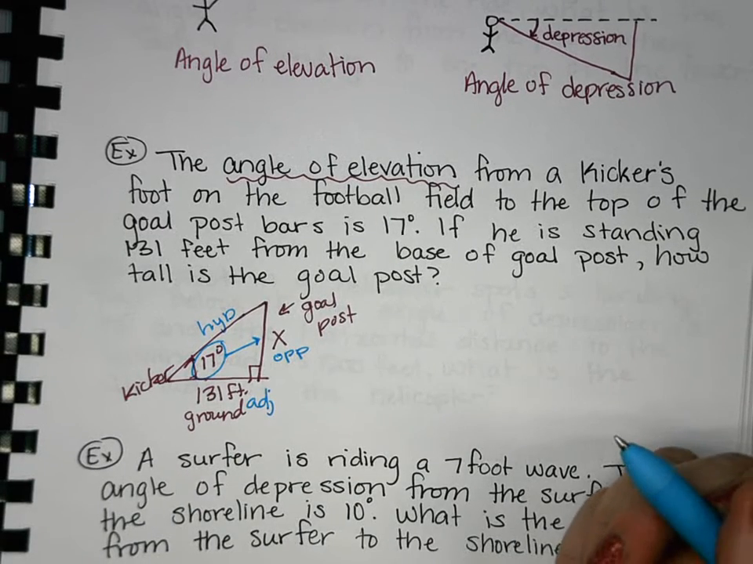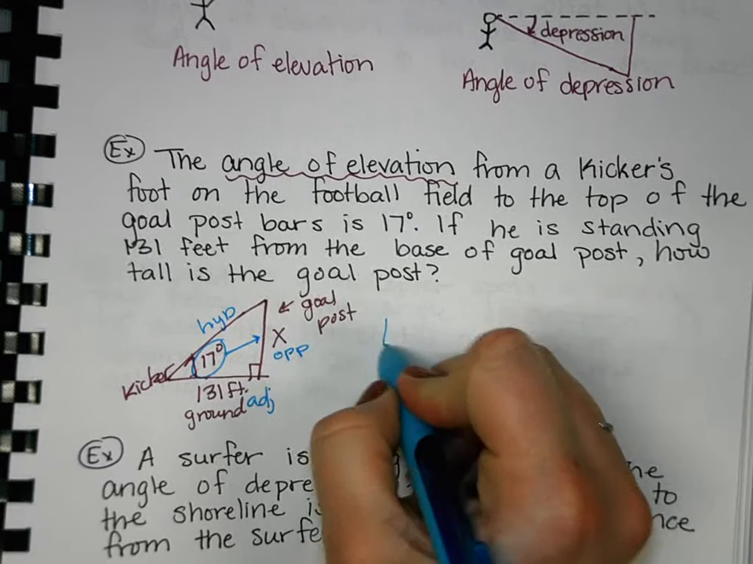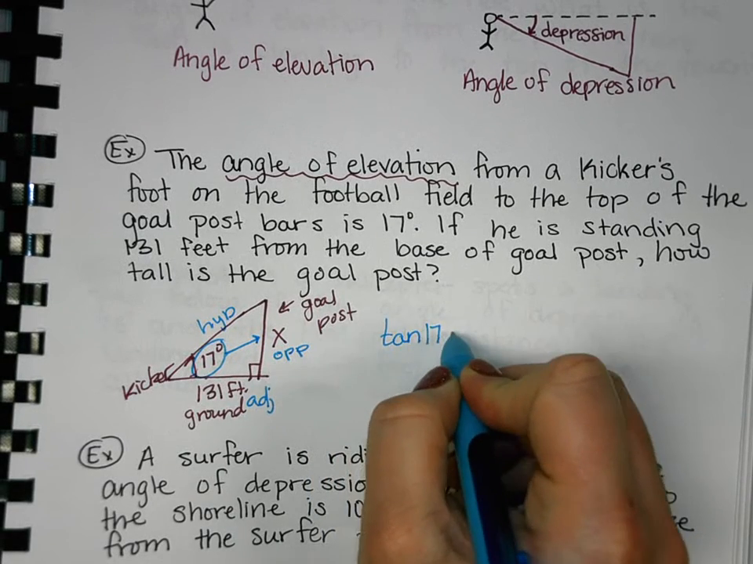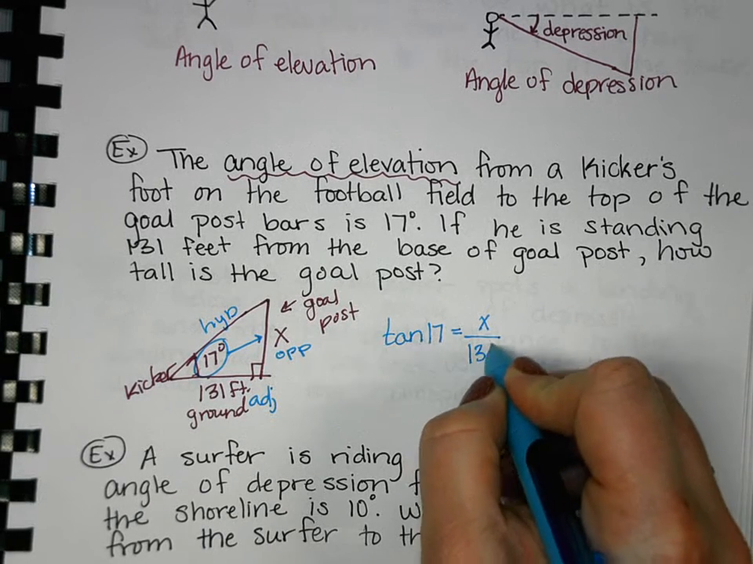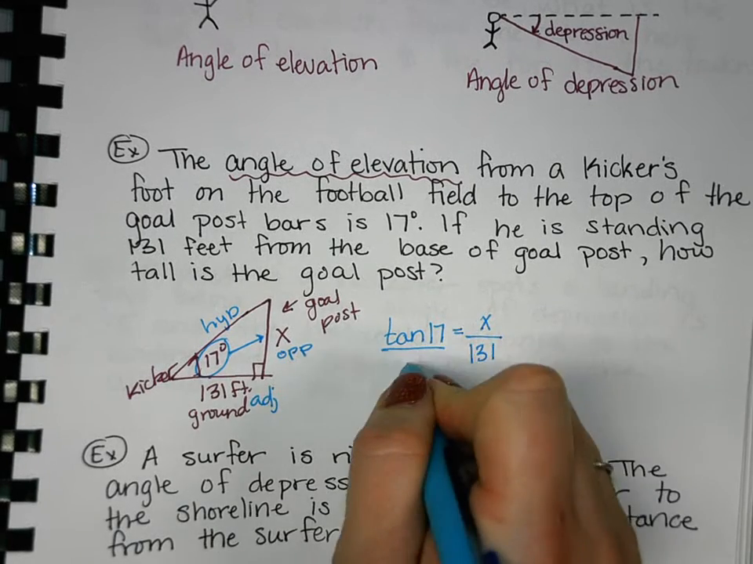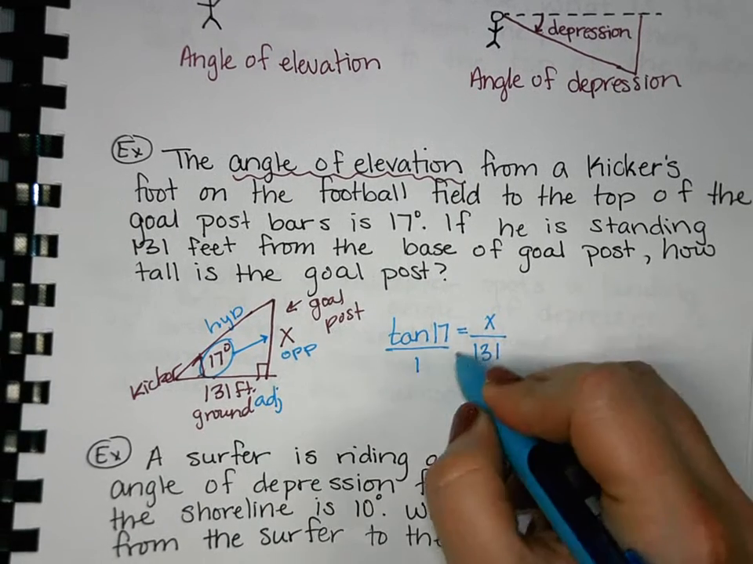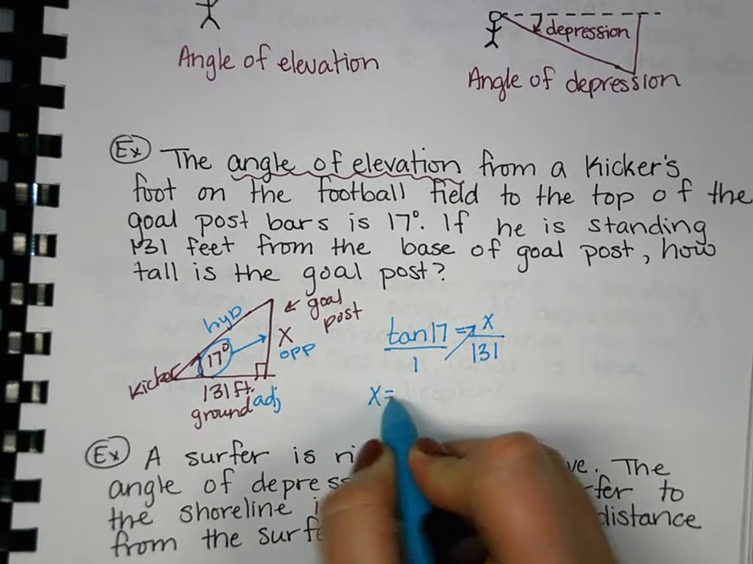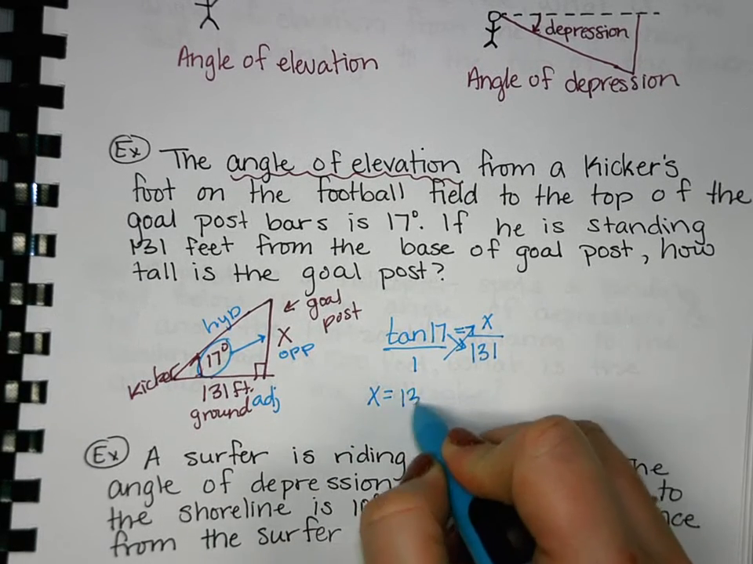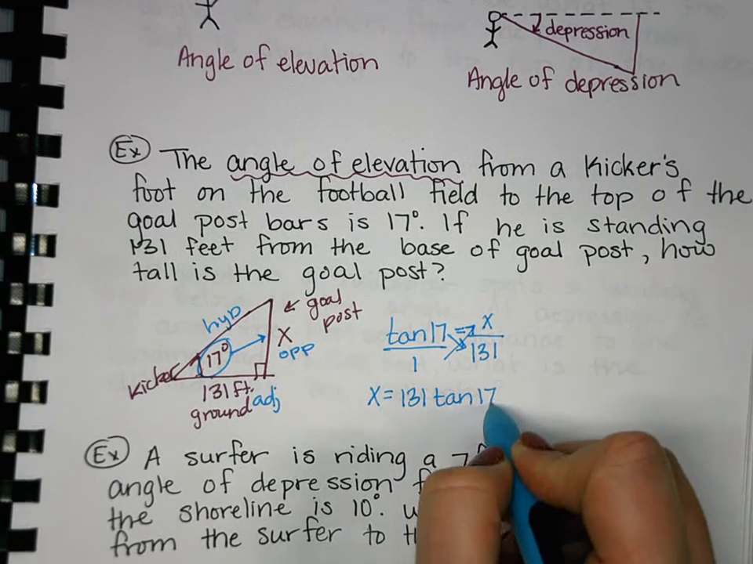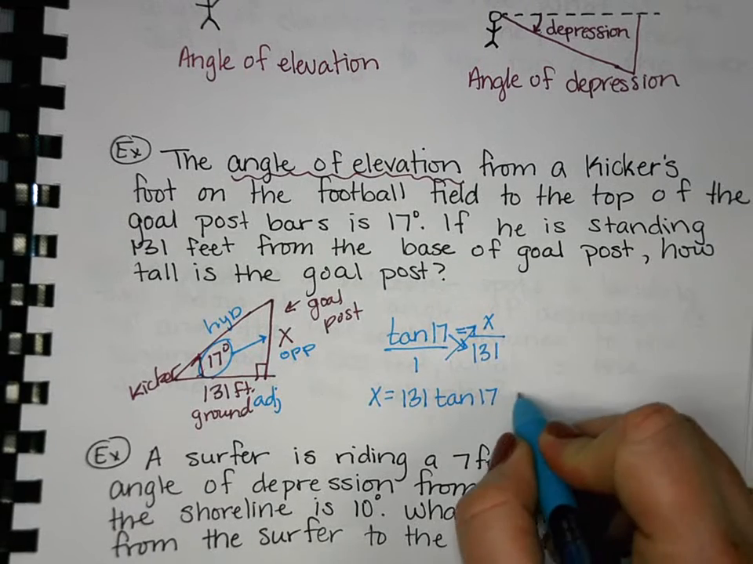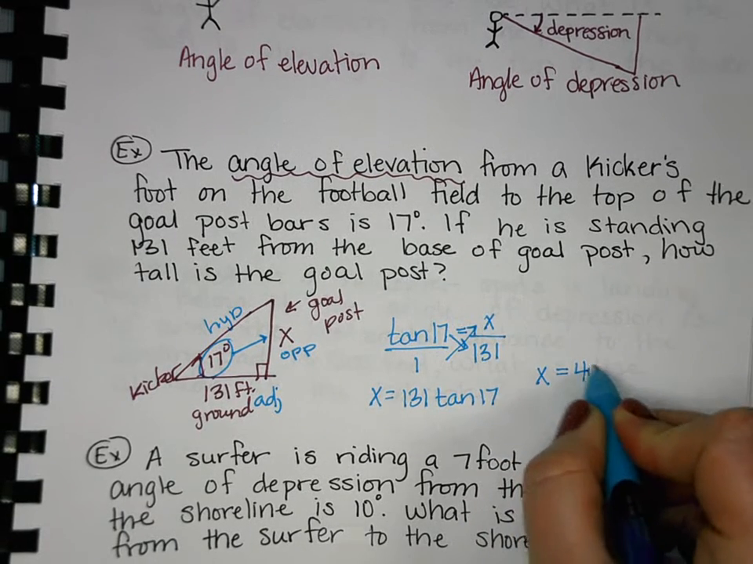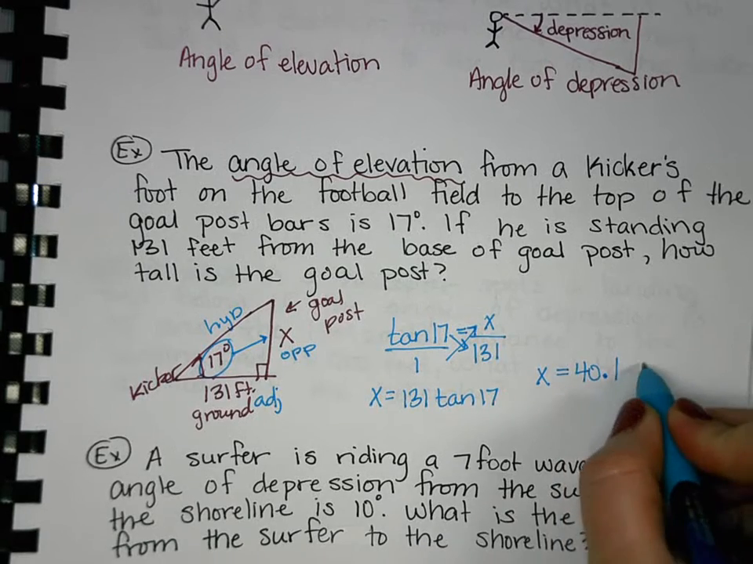So which trig function are we going to use here? Tangent. So I have tangent of my angle will equal the opposite side divided by the adjacent side. Put the tangent over 1 and cross multiply. 1 times x is x. And we have 131 times tangent of 17. And you end up getting, I heard someone say it, 40.1 feet.